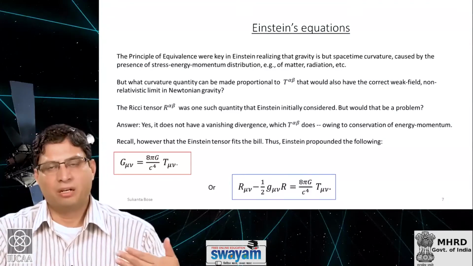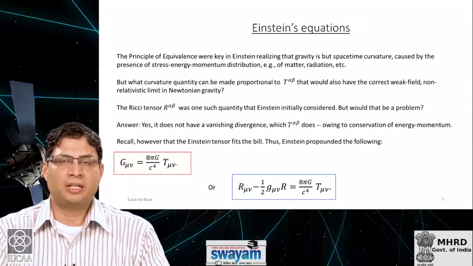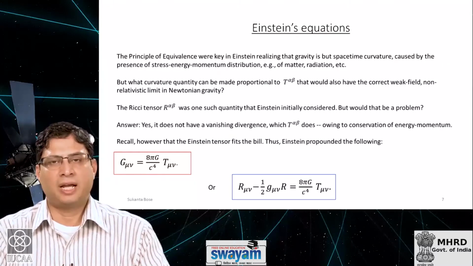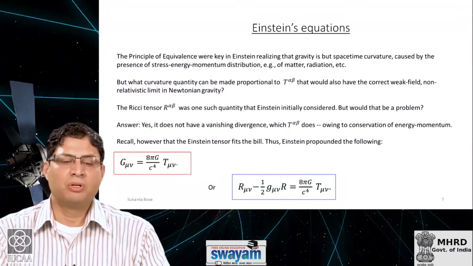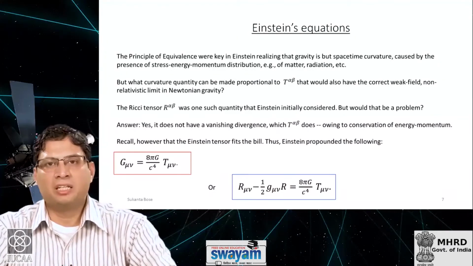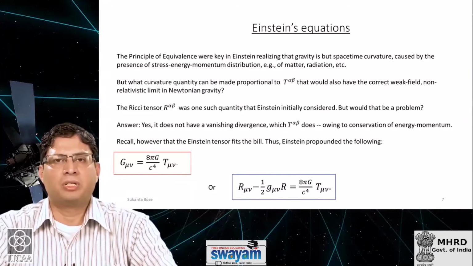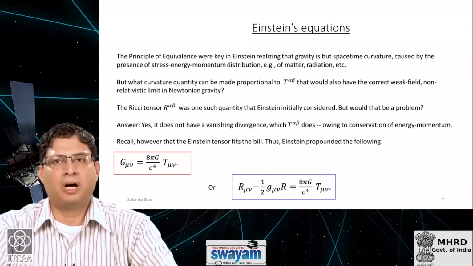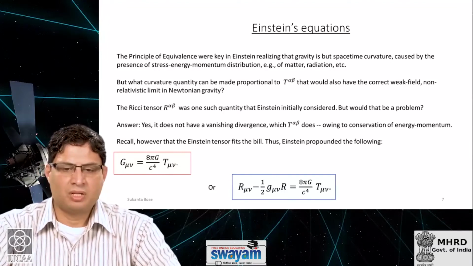So, you are in their momentarily co-moving rest frame, and in that situation you will not be able to tell whether you're accelerating or you're just responding to Earth's gravity. So, the principle of equivalence technically in its weak form states that you can hide the effect of gravity by getting into an accelerating frame.